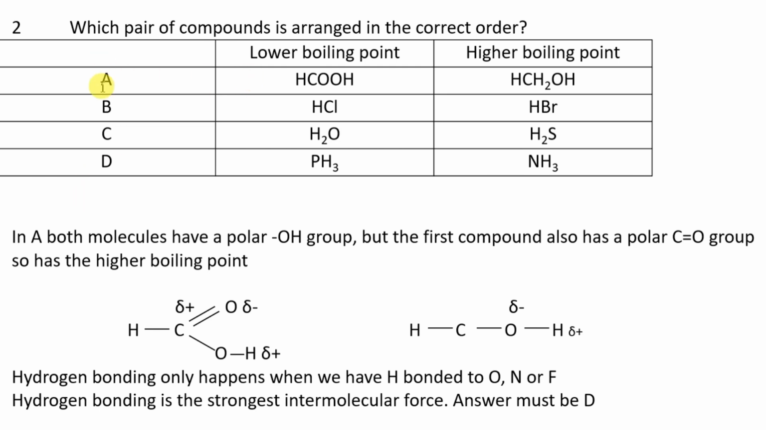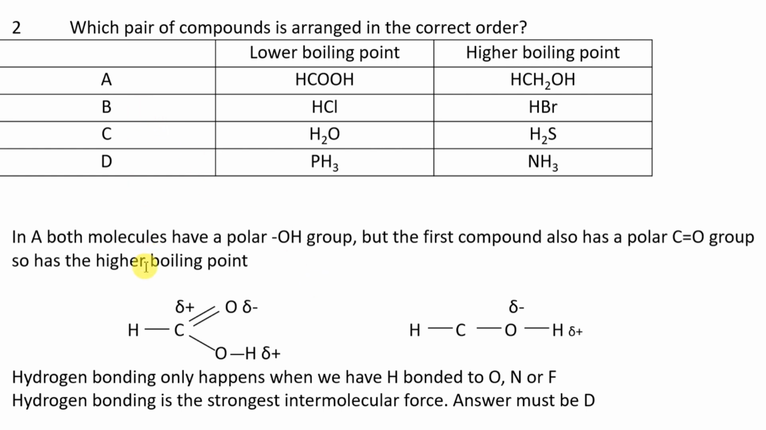First off, looking at the options for A, and I included this one quite deliberately because it comes up so many times. Both molecules have a polar OH group, so I can expect hydrogen bonding. The first option also has a carbonyl group, C double bond O, polar. So I will have dipole-dipole attractive forces as well. They're the wrong way around. HCOOH, methanoic acid as it were, will have the higher boiling point.